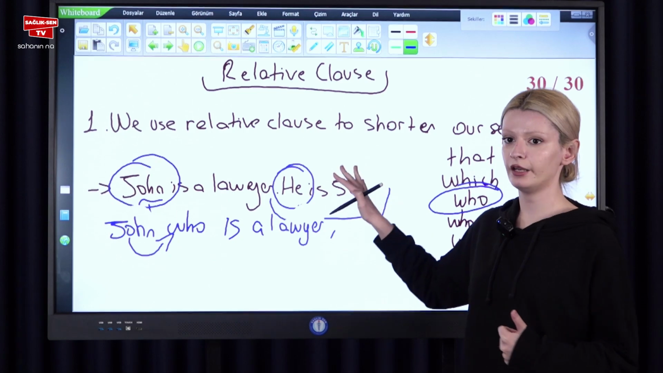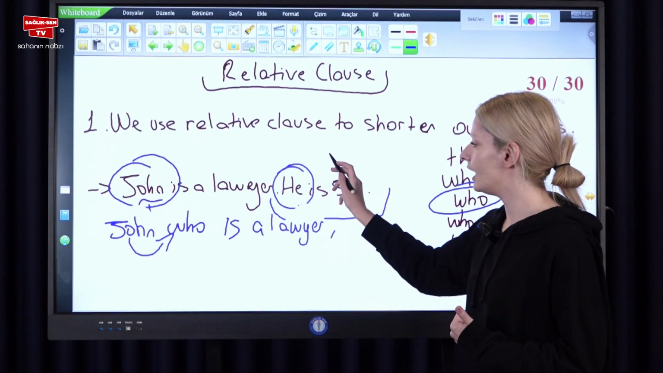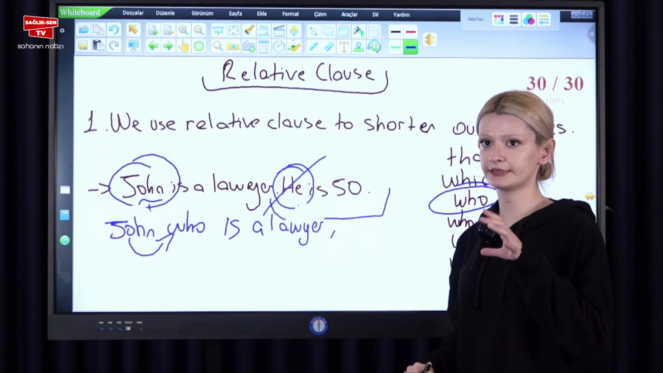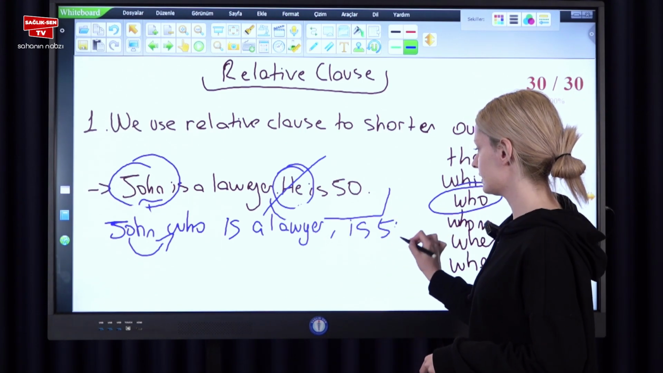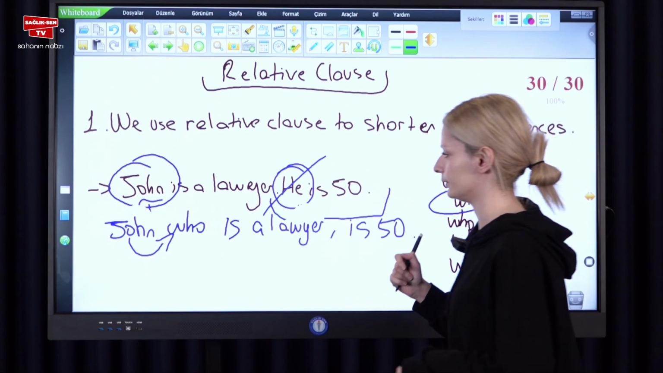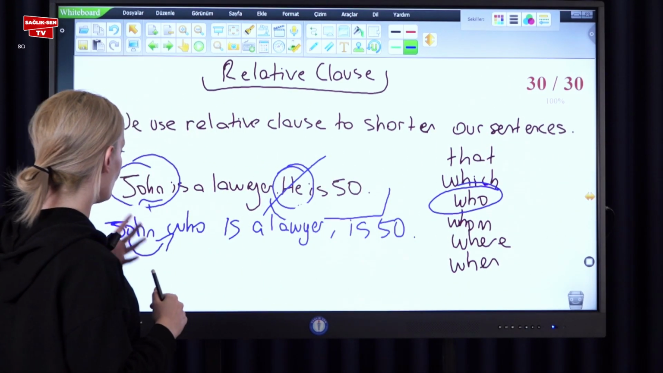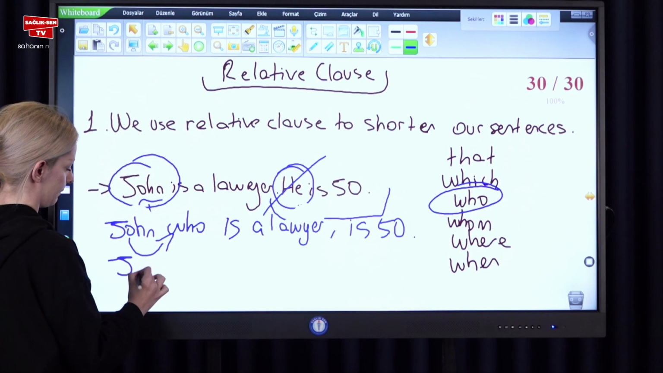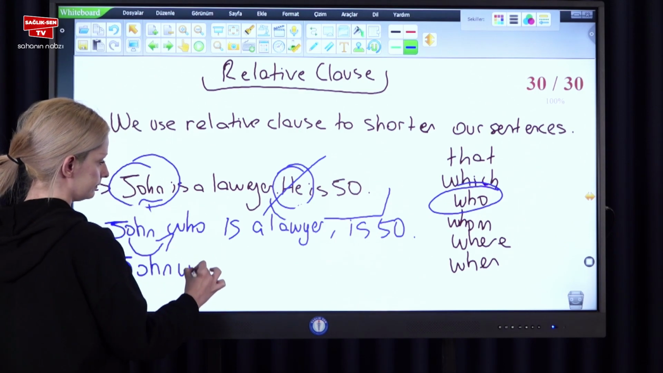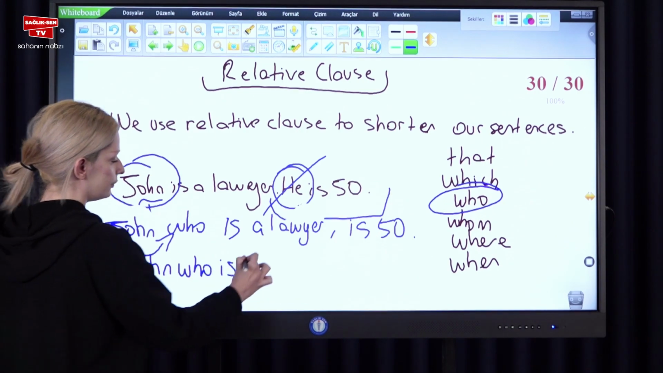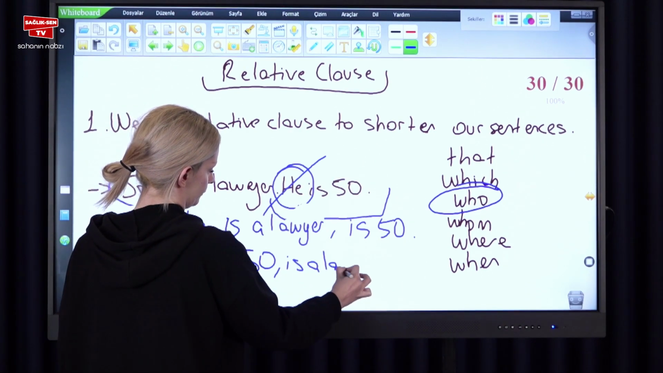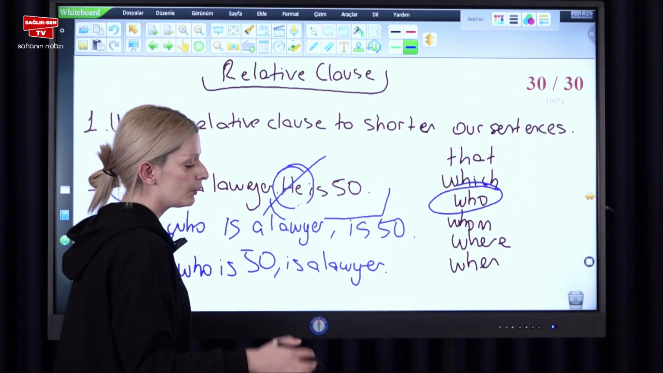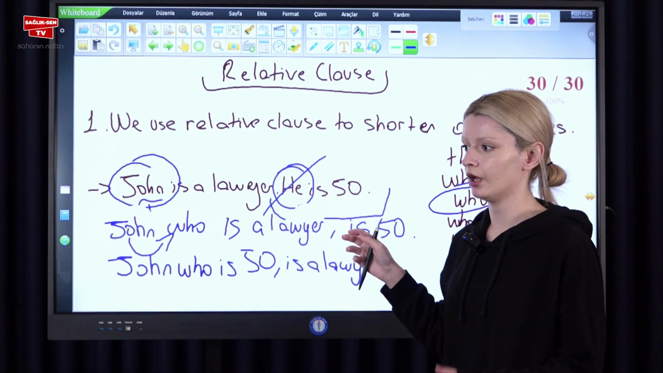Now it's time for the second sentence. I will not rewrite the same common figure of speech, John, as 50, for example. I could also say, John, who is 50, is a lawyer. What is the difference?